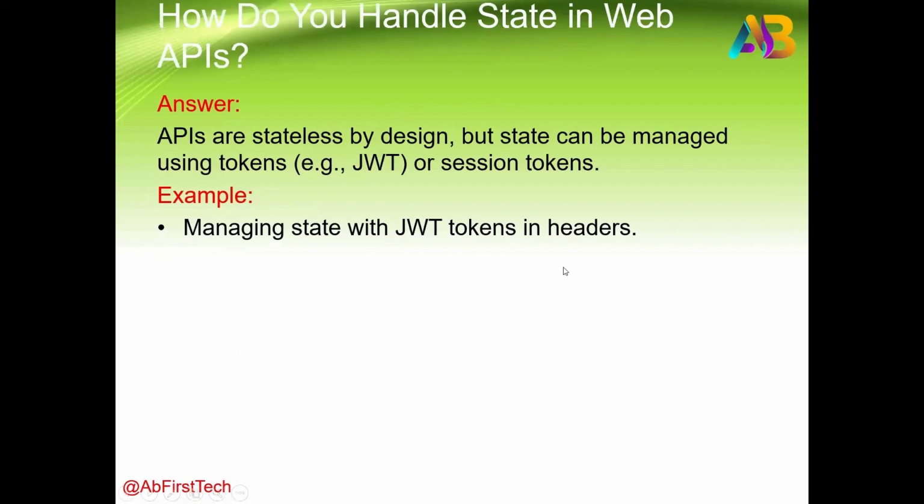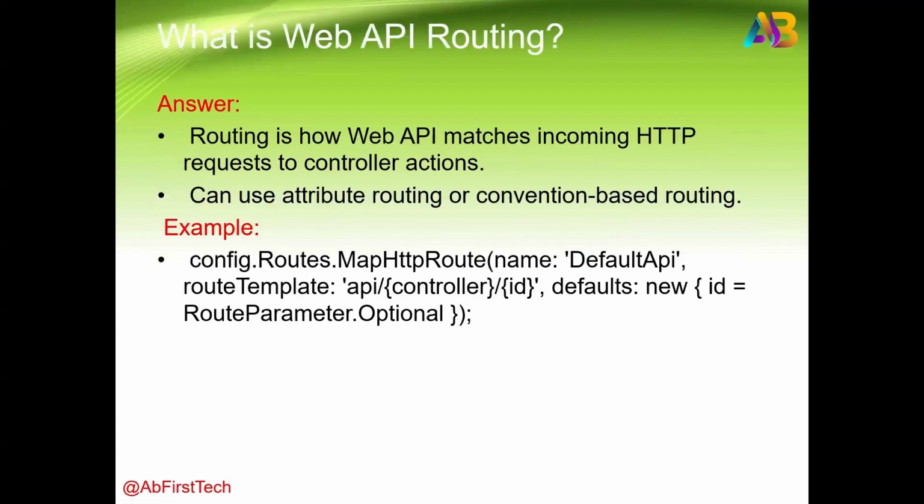How do you handle state in the API? APIs are stateless, as you know. APIs are stateless by default, right? But state can be managed using tokens, for example JWT tokens or sessions. How will this be done? It will manage the state with a JWT token in the headers. We are going to keep the token in the header or session, to carry the data for some particular time. Till token expiration, it will carry the data.